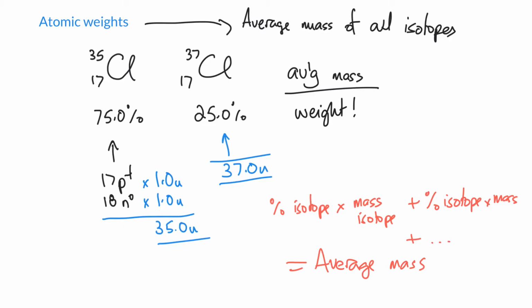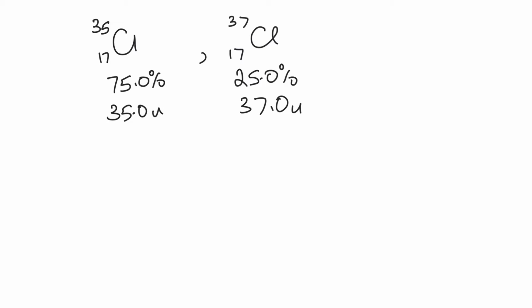So let's take it to our chlorine here, and let's start a new slide. Okay, I just made a new slide and rewrote that information. By the way, sometimes these percentages are called relative abundances, and they do vary a little bit around the world and around the universe, actually, but we'll just pretend that they're a fixed number.